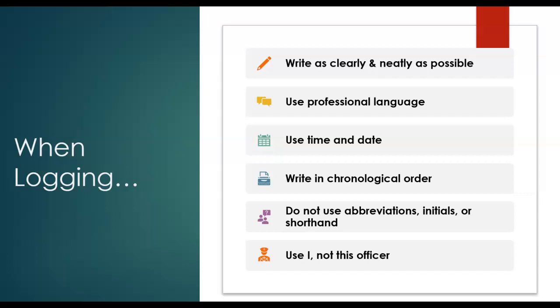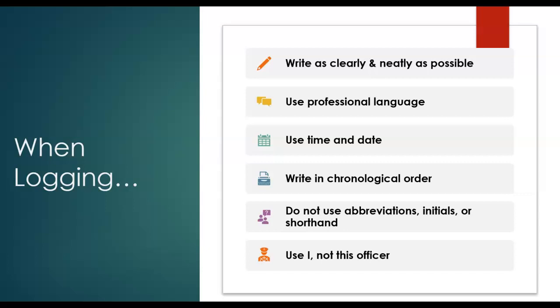You write in chronological order, which means you write from the beginning of the incident to the end, or you write from the beginning of the day to the end of the day. Do not use abbreviations. Formal writing does not have contractions as well. Don't use initials for certain things unless they're well-known initials.